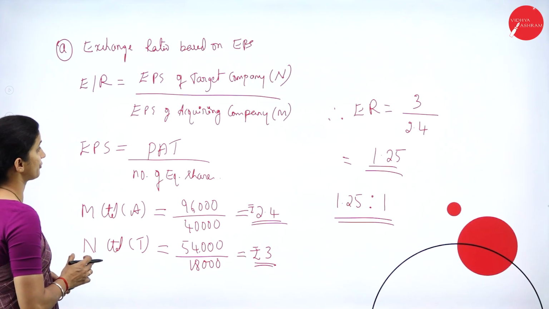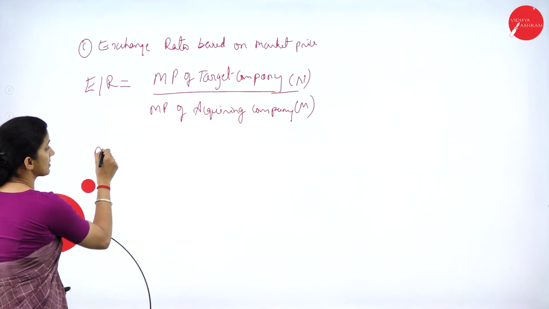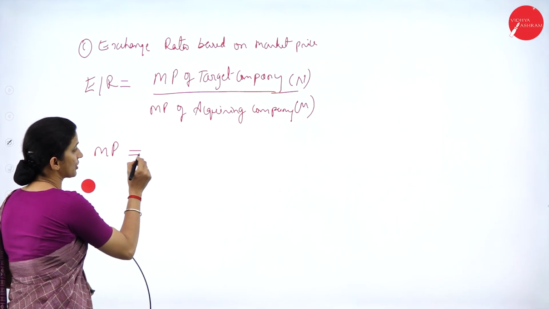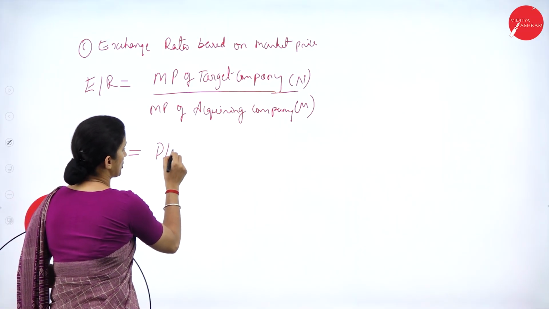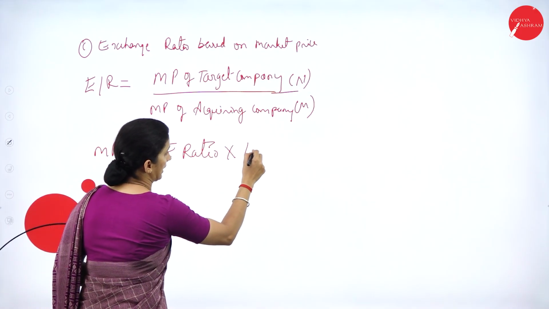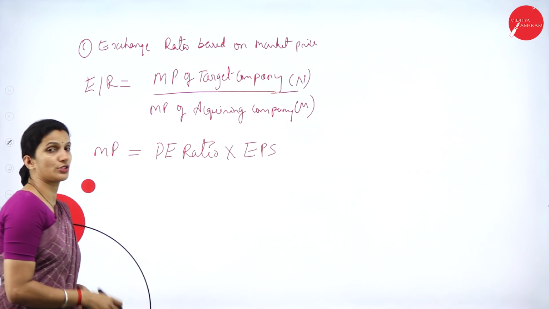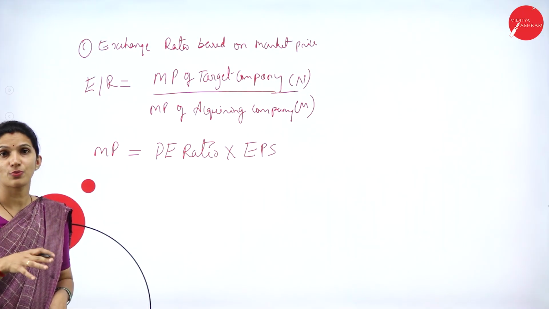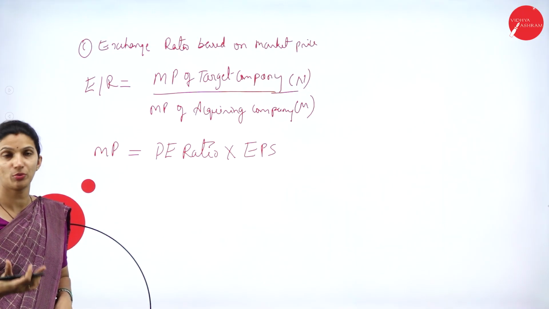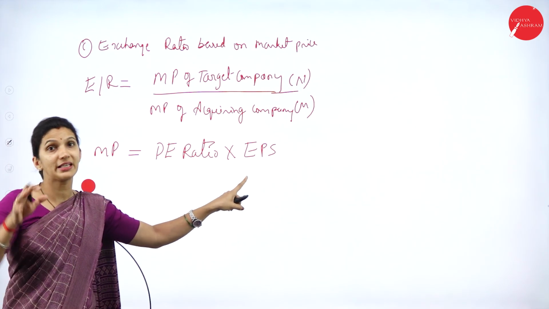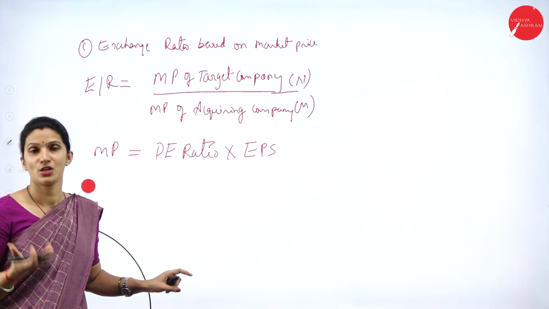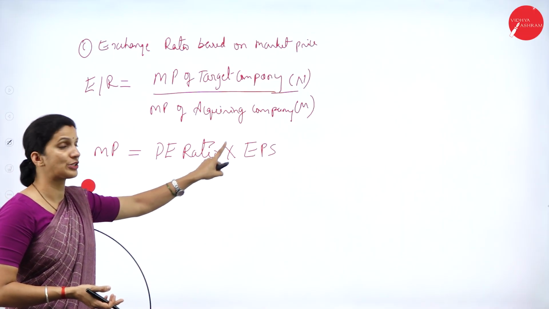So that means we have a formula to calculate the market price of the company. The market price is equal to the P/E ratio into EPS. In the first problem, when we had to calculate the P/E ratio, the formula was the market price divided by EPS. But here in this question, we don't know the market price, so your formula will become P/E ratio into EPS.